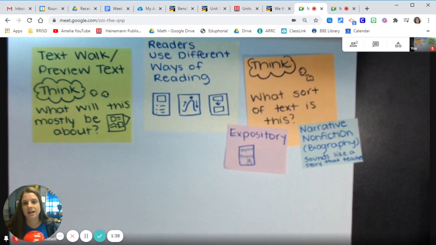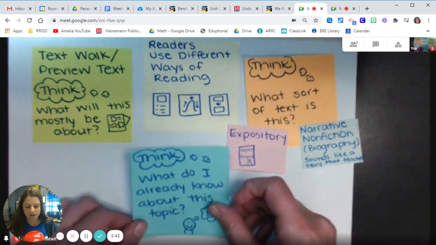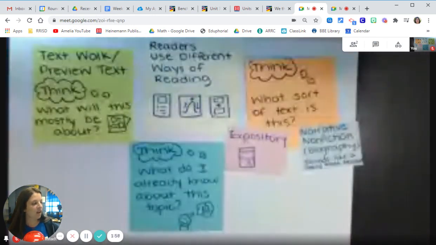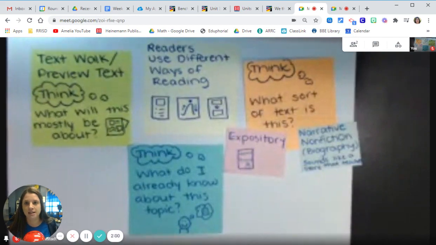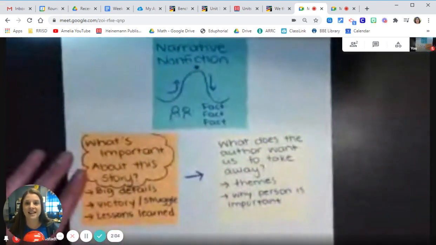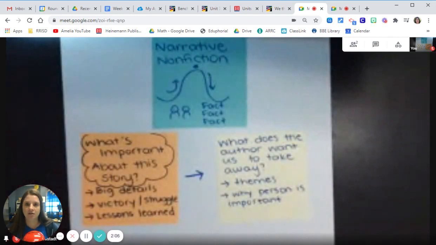And then something else that's going to help you really dive more deeply into your reading and understanding of the text is to also think, what do I already know about this topic? If you can take what you already know and think about those experiences as you're reading different texts, that's going to help you understand even more deeply. So we're going to try that work today with a text that is a narrative nonfiction.